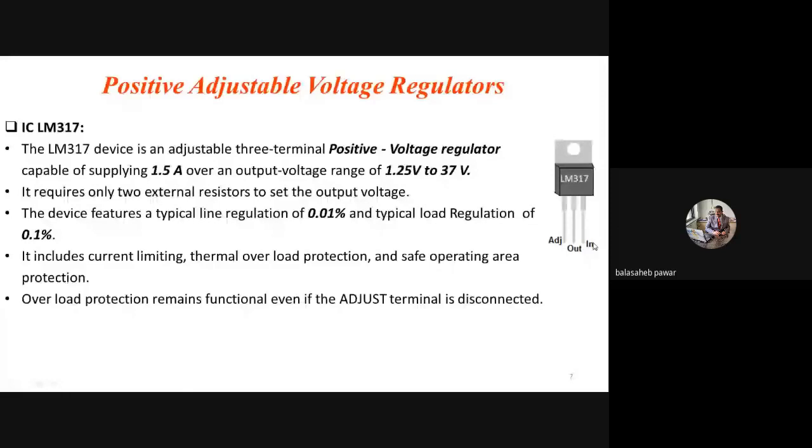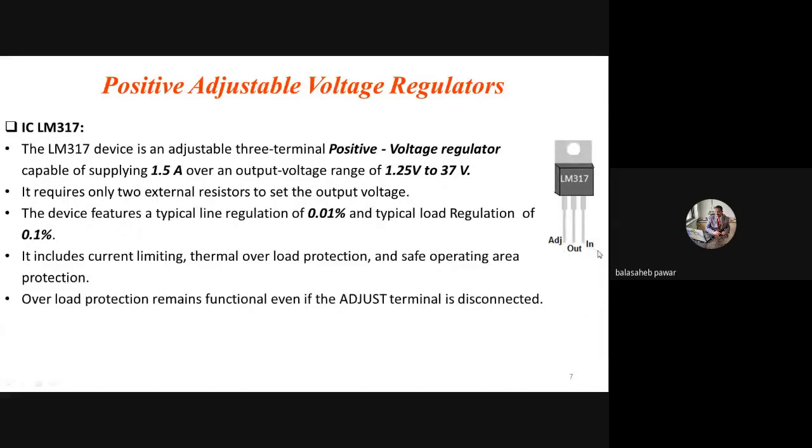By keeping the heat sink towards the opposite side and the number towards us, there will be a number given on that IC, like this, LM317. By observing this number, we can say it is an adjustable positive voltage regulator. Then these pins: the first pin is for adjusting the output voltage, that's why it is known as the adjustable pin. The second pin is the output pin, and the third one is the input pin.